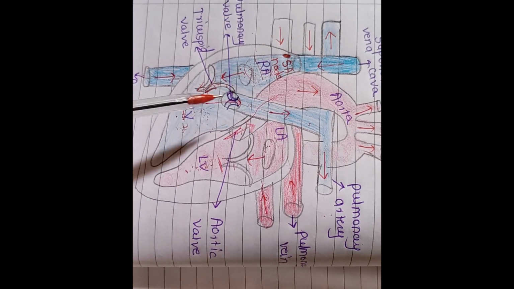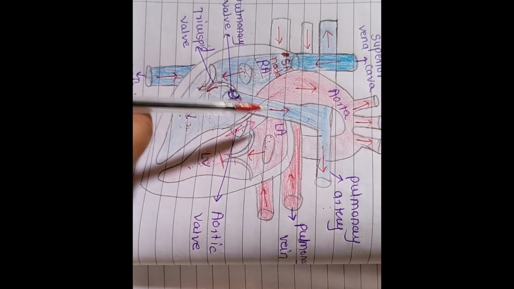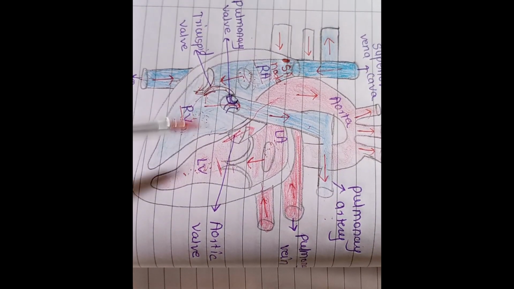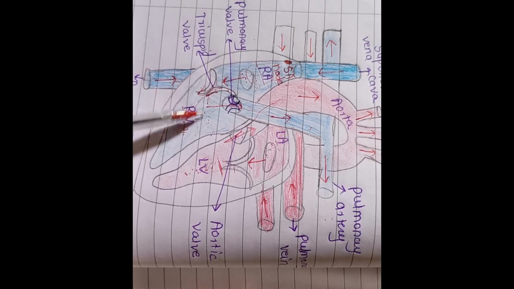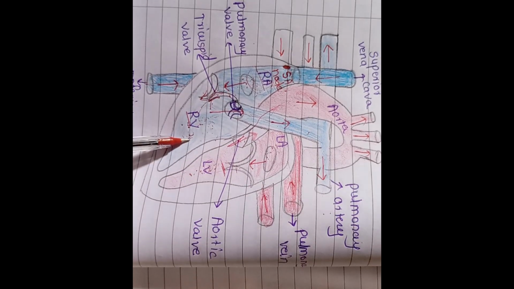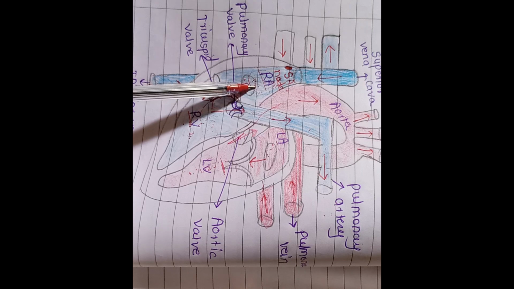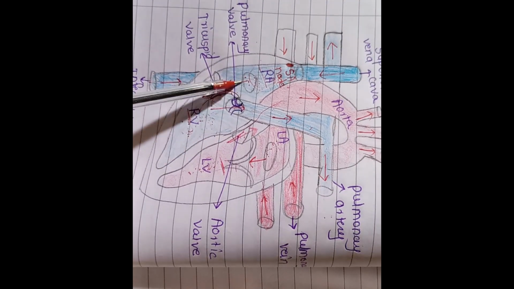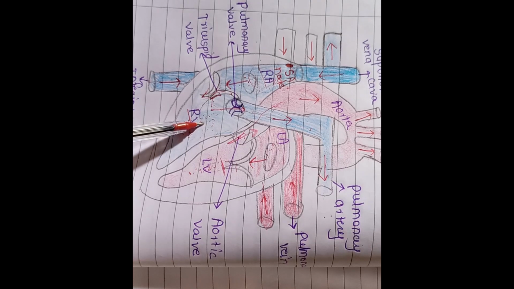Now, the fourth part is relaxation. After the contraction, the heart relaxes, allowing the chambers to refill with blood. The ventricles relax first, followed by the atria. That means the ventricles relax first, and after that the atria relax, and the cycle starts over.